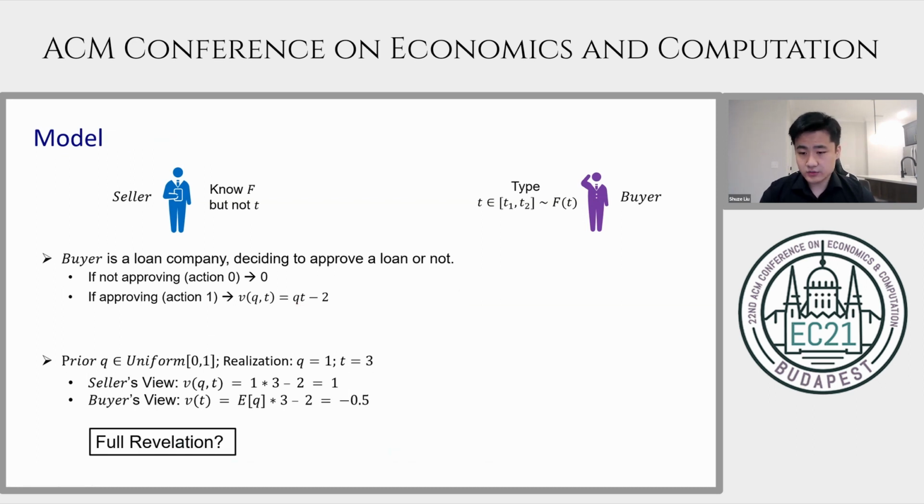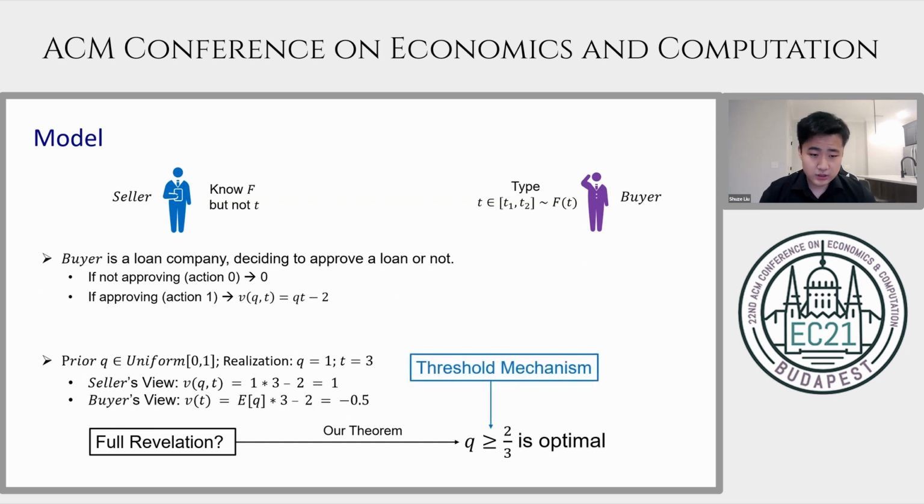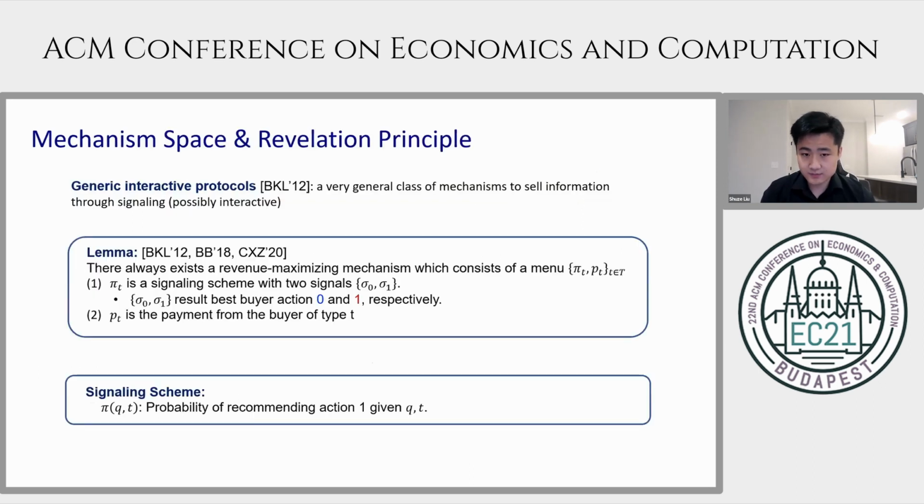A natural question is, will full revelation be the best revelation scheme? The answer is no, and based on our theorem, only revealing whether Q is greater than or equal to 2/3 is the optimal mechanism. Notably, this greater-or-equal format is not a coincidence, and we actually prove that there always exists a threshold signaling mechanism that is an optimal mechanism.